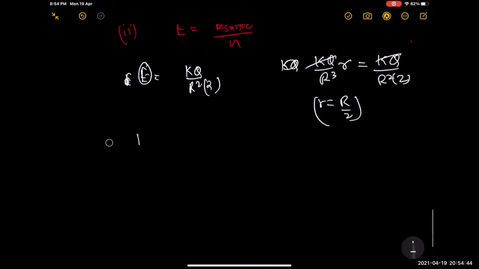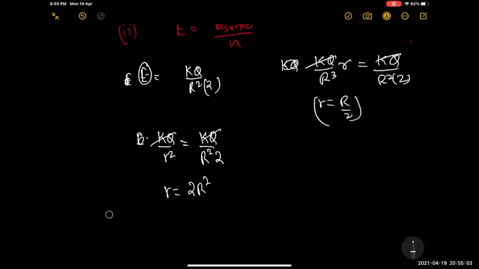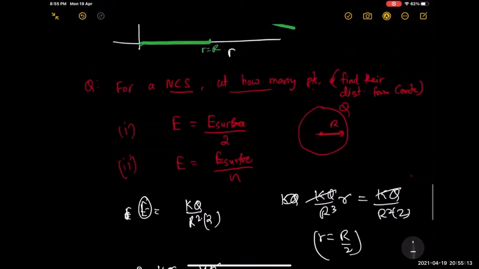Now the second point is outside. What is the electric field outside? kQ by small r square is equal to kQ by capital R square into 1 by 2. So what will you get here? r square is equal to 2 R square. So r is equal to root 2 R. That is approximately 1.414 R.